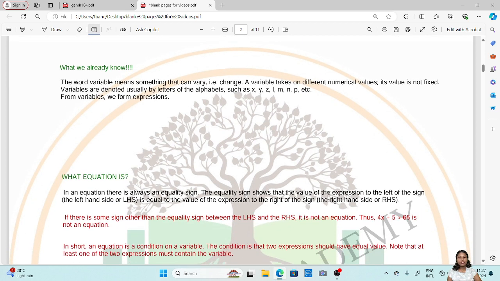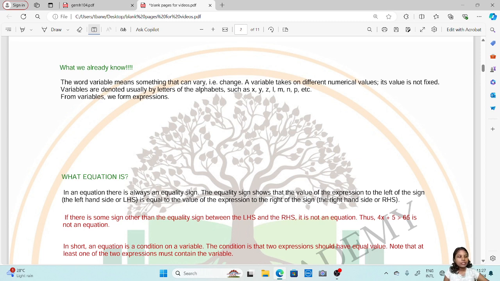Now the word variable means that something can vary, that is change. A variable takes on different numerical values. Its value is not fixed. Variables are usually denoted by letters of the alphabet such as x, y, z, l, m, n, p, etc. From variables, we can form expressions.